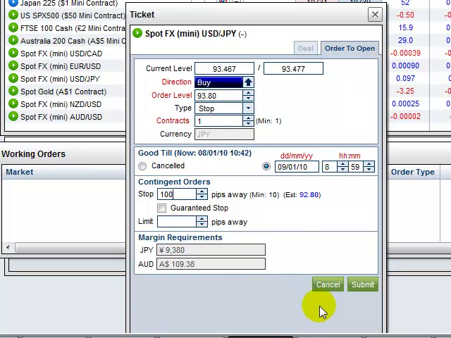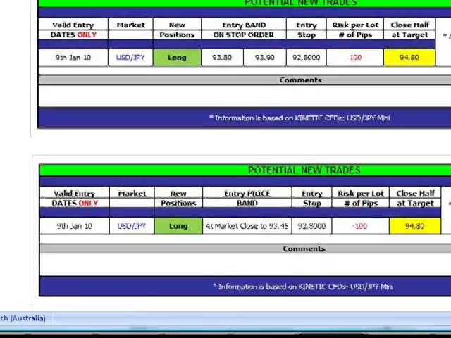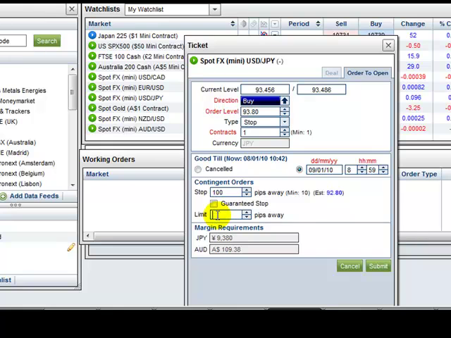Now, we also want to put in our limit order, which we want to close half at the target, which is at 94.80, which is 100 pips into profit. So we go back to our ticket and place 100 in here. So that's at 94.80, and then click submit.